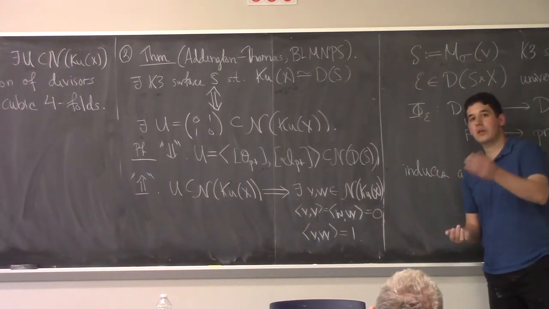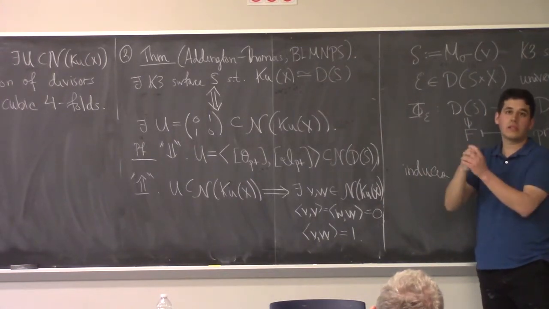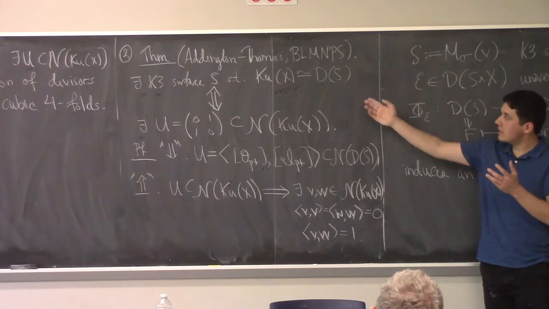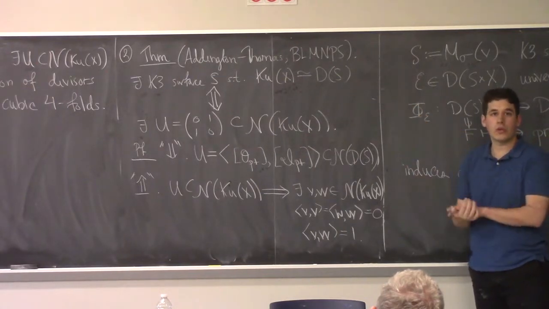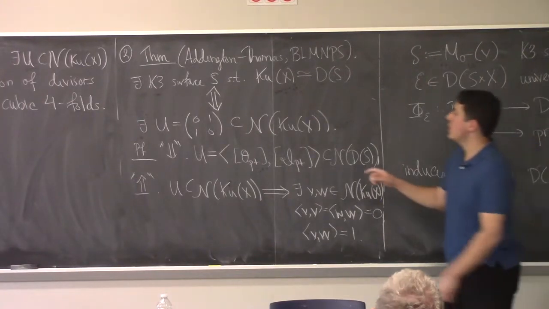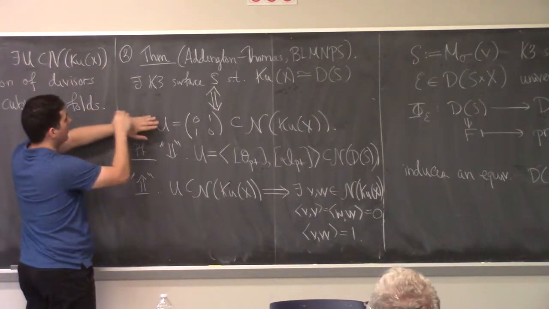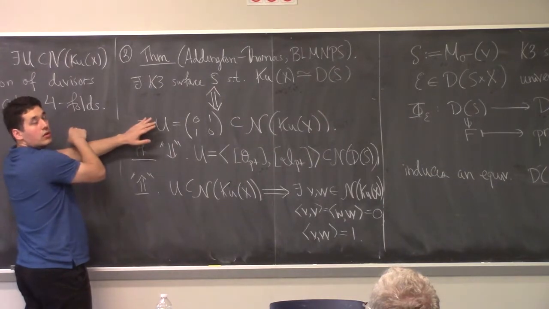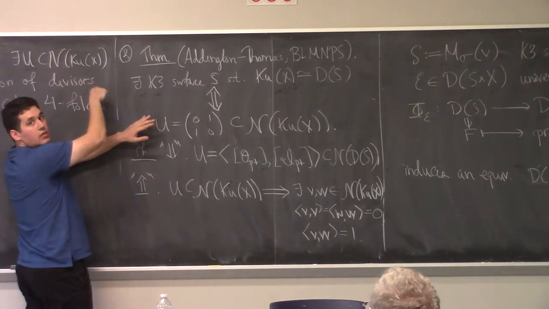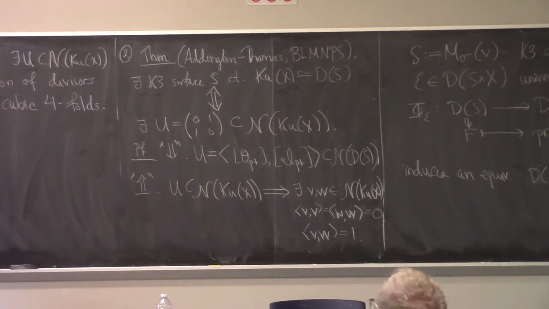Another way you could say it is, instead of saying a hyperbolic plane, you can replace this with the existence of a vector of square 0. And that's equivalent to having an equivalence with D of a twisted K3. Here's a variation on this theorem, which follows by the same argument: the existence of a class of square 0 is equivalent to the Kuznetsov component being equivalent to D of a twisted K3. So you will prove that it is equivalent to a twisted K3. Yes, we will prove that.